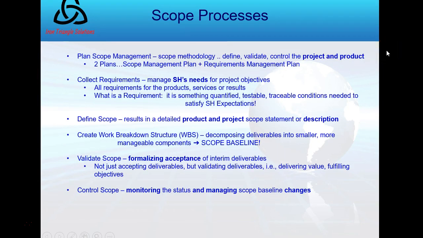Okay. The scope processes involve these phases of plan scope management, which is again about how I'm going to manage scope throughout. Collect requirements is about stakeholder needs. Defining scope is a detailed description of the product and project. Creating the WBS is breaking that scope statement down into smaller, more manageable parts. Validating scope is about formalizing acceptance of the deliverable by the customer. We're going to review the deliverables with the customer to gain formal acceptance. And of course, when the customer looks at it, it could lead to changes. And then we're going to control scope, which is about managing those changes.